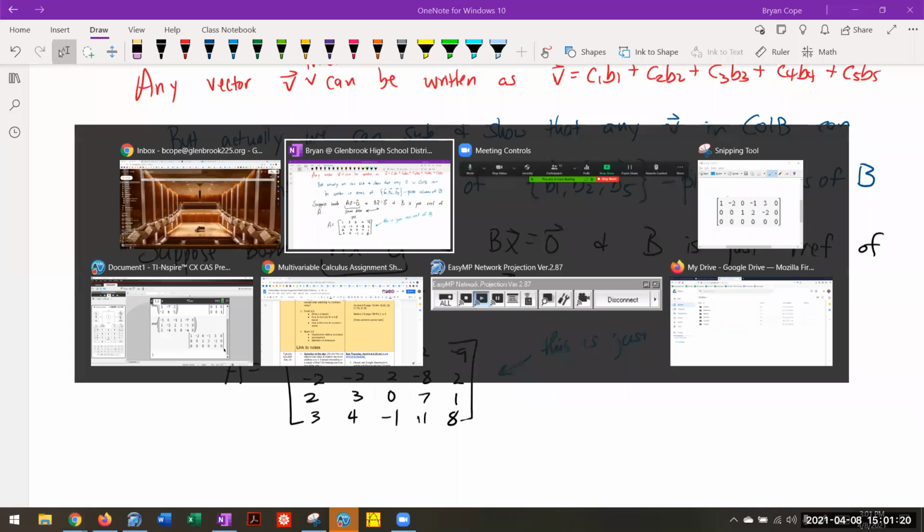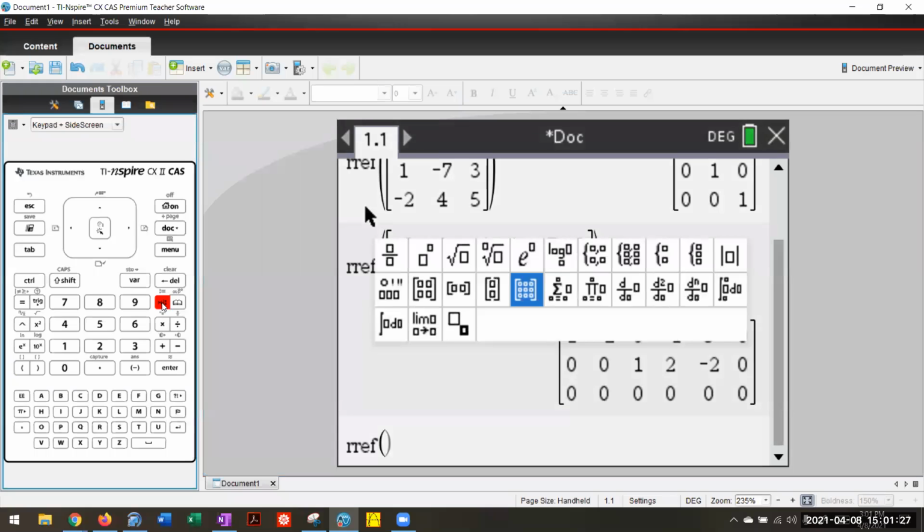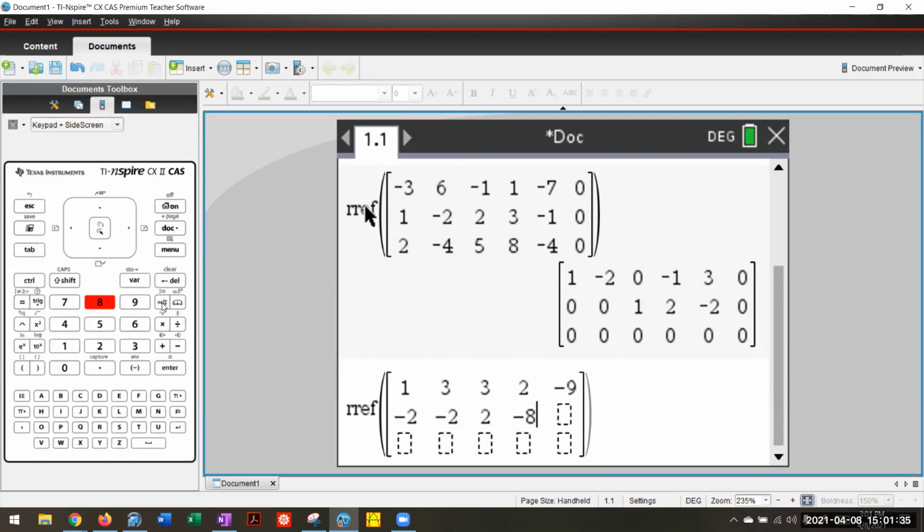Okay, check this out. I want to go to the calculator and ref the matrix that we just wrote down. How big is it? 3 by 5? You will call me out if I make a mistake.